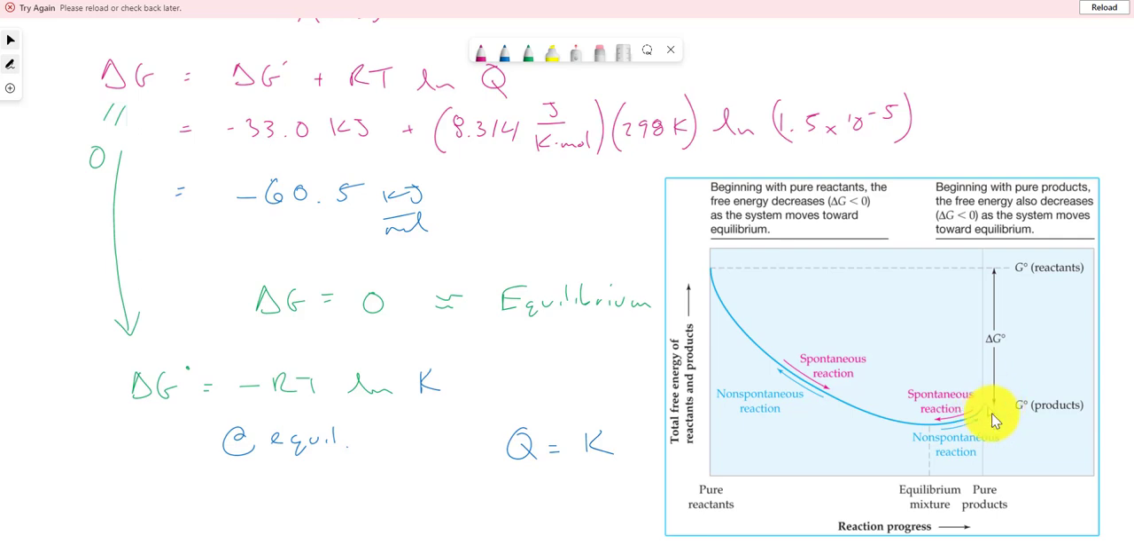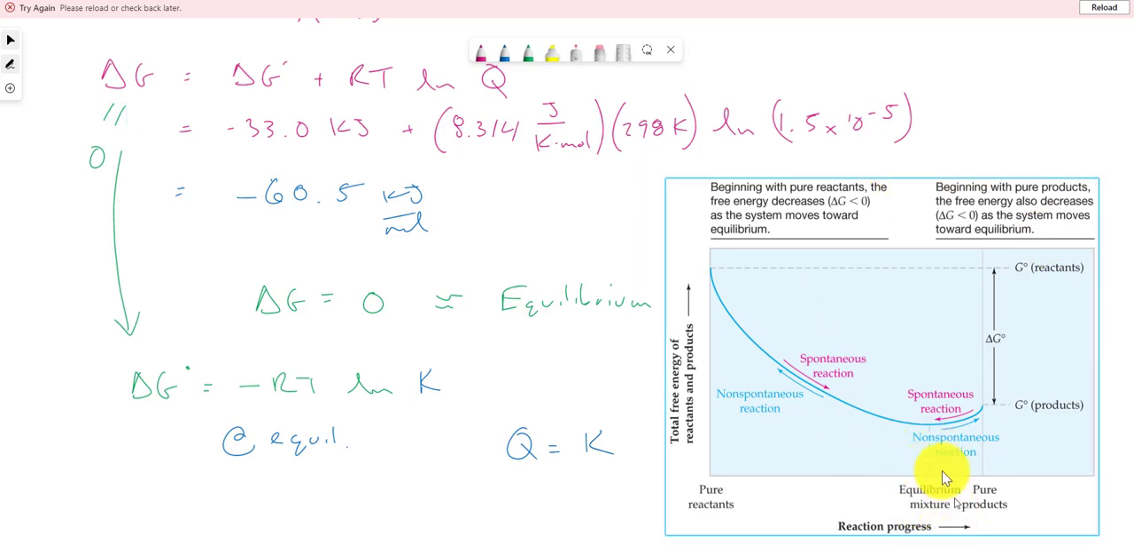But we could also start with pure products in the system as a separate example, which is sort of denoted here. Beginning with pure products, free energy also decreases, right? And it's going to decrease back to the same equilibrium position where delta G is 0, with the exact same equilibrium mixture. And so we sort of touched on this when we talked about equilibrium a couple chapters ago, but it's important to understand from an energetic perspective what that really means.